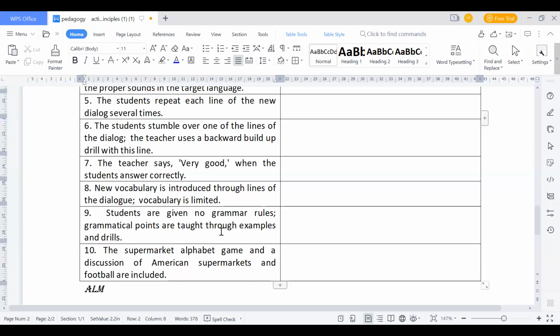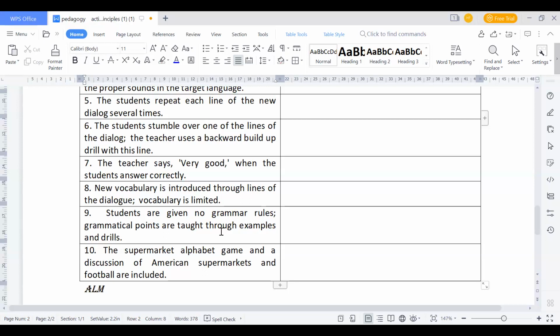So grammar rules and grammatical points are important, and they are presented in dialogues and drilled, because the theory of language learning is behaviorism, habit formation. Number 9 is an opportunity for you to discuss both the theory of language as structuralism and the theory of language learning as behaviorism. Okay, take all these things into your mind for the exam.